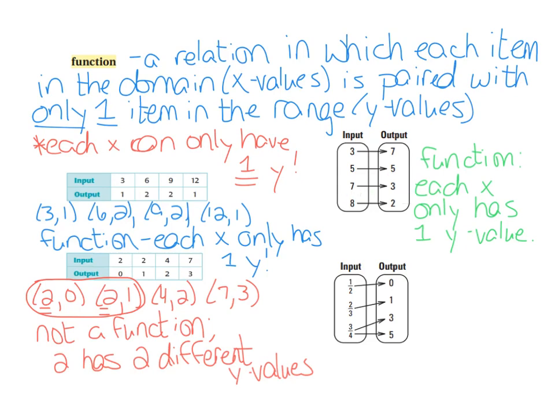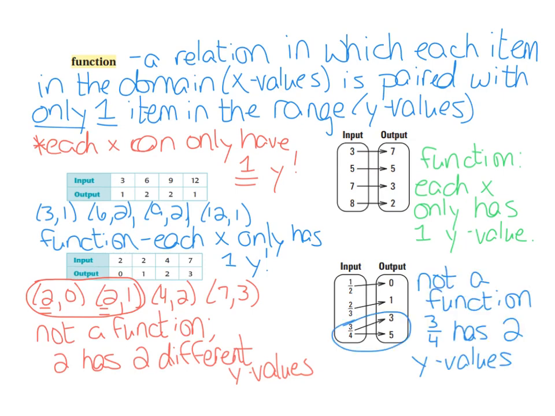All right, now you look at the second mapping diagram, determine what your points are, decide if it's a function or not, and give me your reason. Did you say it was not a function? It's not a function because 3/4 is paired with 3 and it's paired with 5. So this x value has 2 y values. Now notice they're using inputs and outputs. That's another word for domain and range and x and y. Okay, so your inputs are x, your outputs are y.